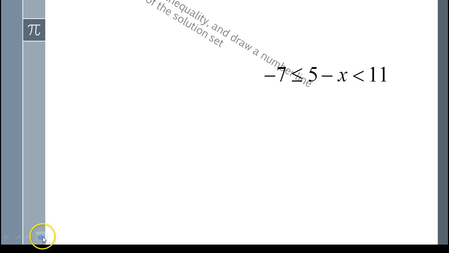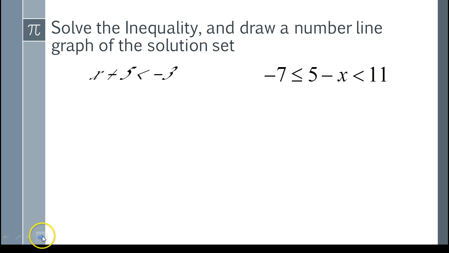So let's go ahead and skip to inequalities. If I want to solve an inequality and then draw my solution on a number line, it's going to work exactly like our equations did. The only difference is if we multiply or divide by a negative, and hopefully we remember that if we multiply or divide by a negative, my inequality is going to flip directions.